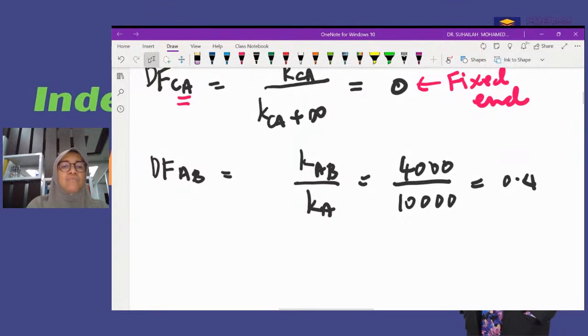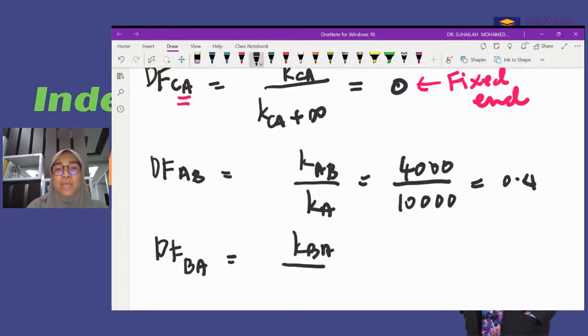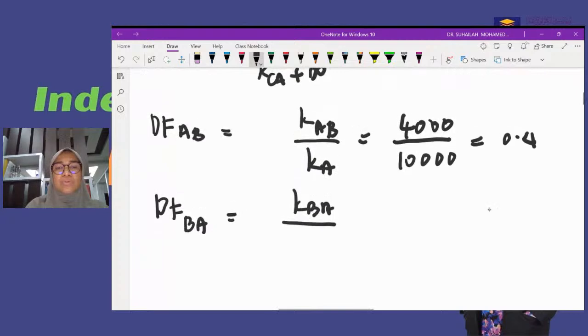And then for DFBA, we have KBA divided by KB. KB is equal to KBA plus infinity, and this is equal to 0.